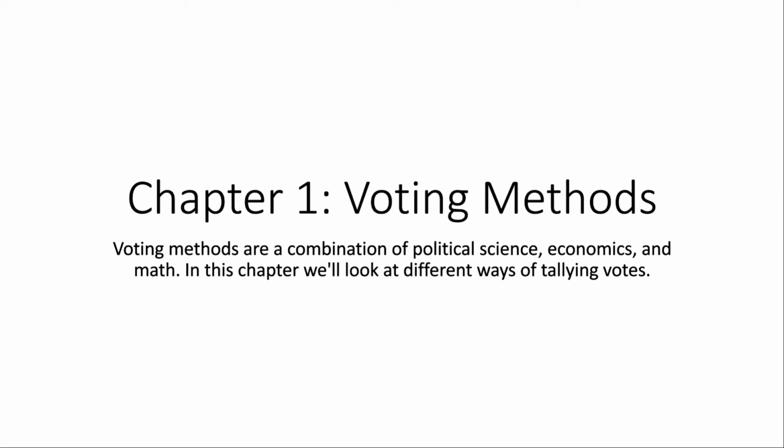Right now we're going to be starting chapter 1, which is on voting methods. So before I get into the first voting method, I'll just tell you a little bit about what we're doing in this chapter. In this chapter, we're going to be looking at voting methods. Voting methods are a combination of political science, economics, and math. And in this first chapter, we're going to look at a couple different ways of tallying votes.